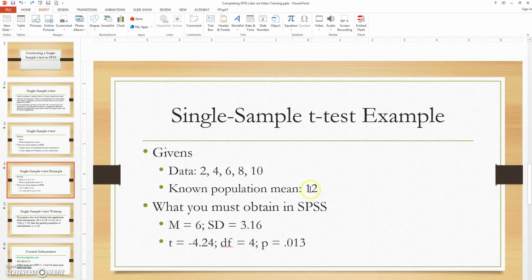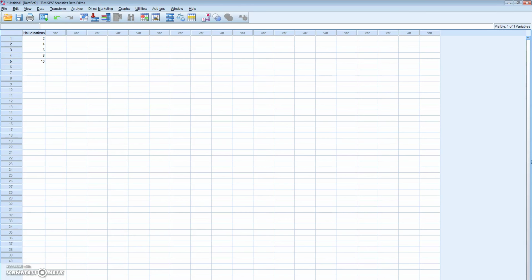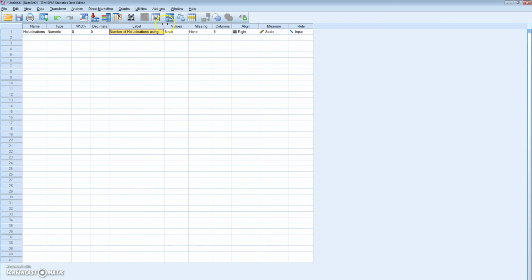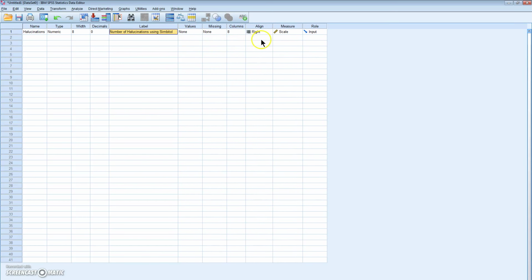Let's put this data into SPSS and get our results that you'll see here. So let me switch over to SPSS. And here I have the data, 2, 4, 6, 8, 10. I've titled it hallucinations. If we go to variable view, you can see it has a long name of number of hallucinations using Symbitol. And I've done all the things you're supposed to do there.